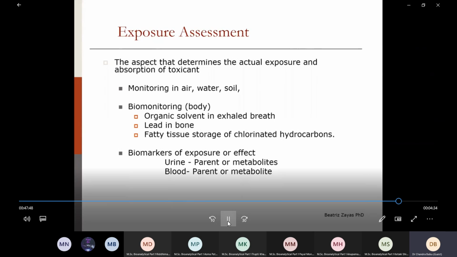Also, lead in bone. If we have been exposed to lead for many years, you could find it in blood, but really in bone is where you would find it for many years. It will accumulate with time. Fatty tissues could also be used to measure the presence of fluorinated hydrocarbons. And other ways of identifying the presence of contaminants, parents or metabolites, in our bodies would be taking urine and blood samples. For that, we apply analytical techniques to monitor the presence of those contaminants in the matrices.